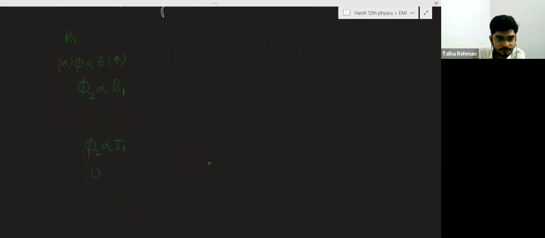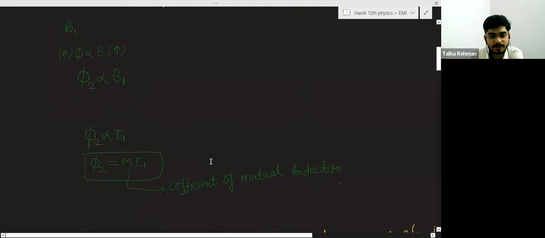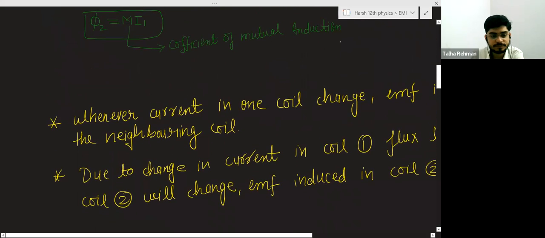Now when you remove this proportionality sign, you will get one coefficient of mutual induction. This is the formula. And what is M? M is your coefficient of mutual induction. Coefficient of mutual induction. So for the explanation, I have written here.